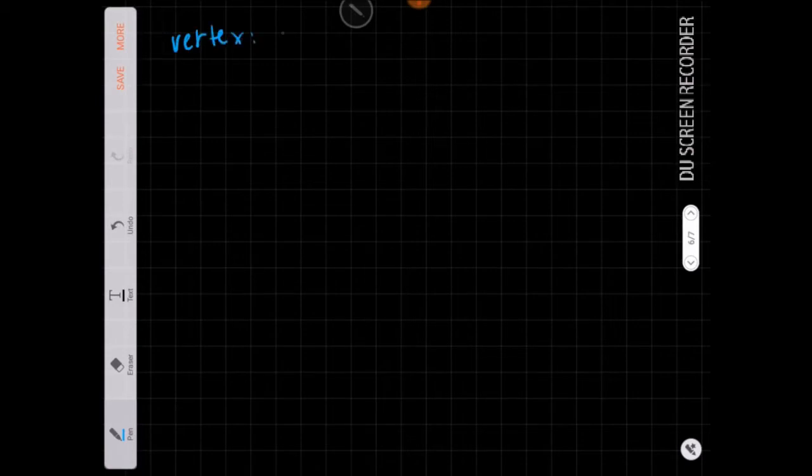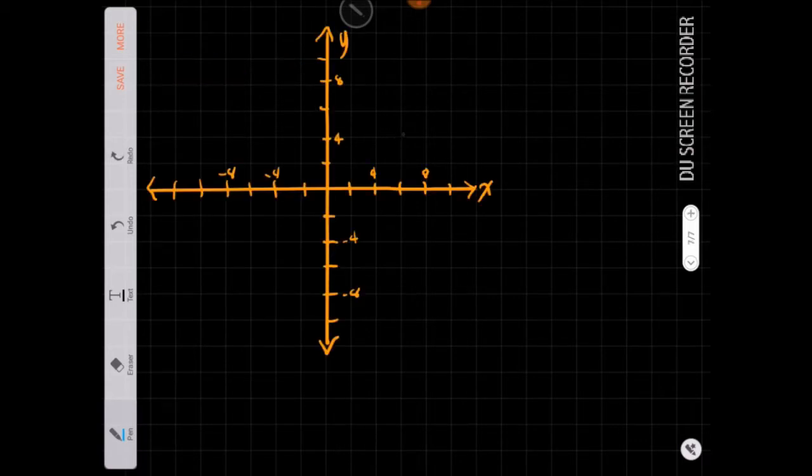Let's try a different approach. Suppose that the given vertex is 5, negative 2, and the directrix is y equals negative 5. Asked to give the equation for the parabola. Let us first plot our points. Here is the focus and here is the vertex. Since we know that the directrix is outside the parabola, we can say that the parabola opens upward.